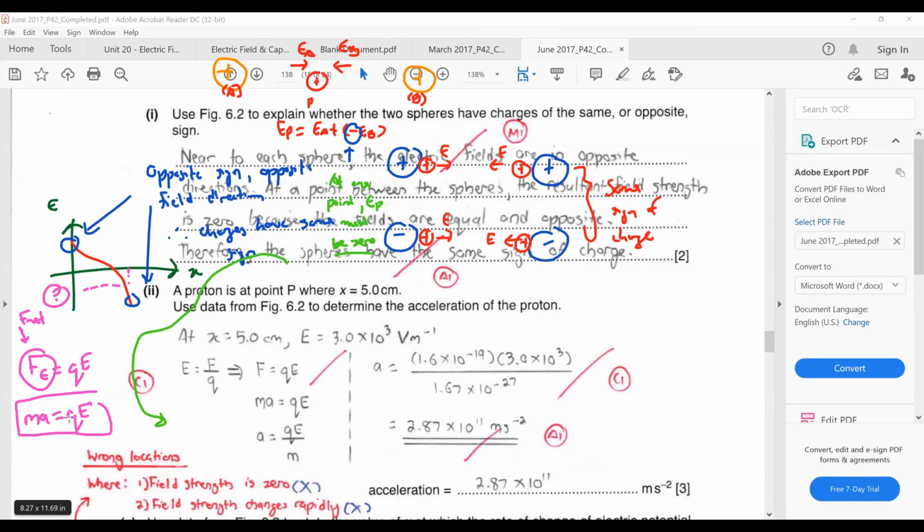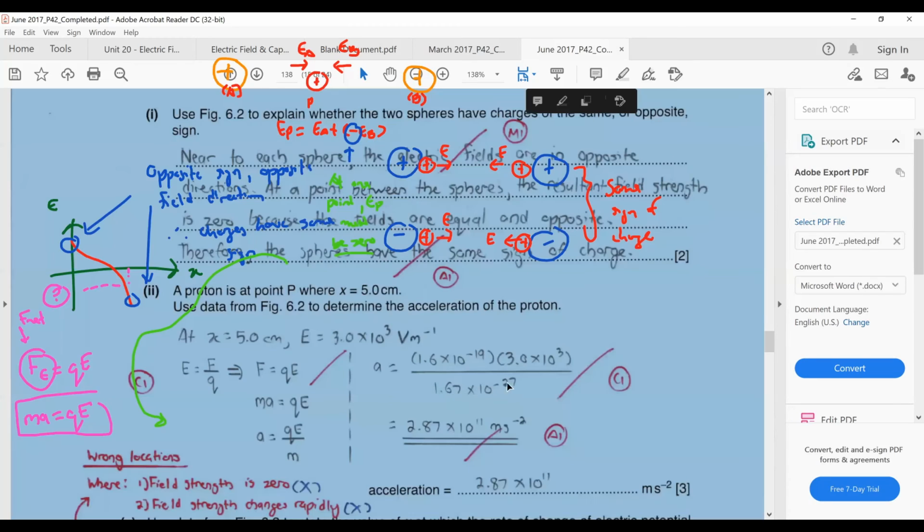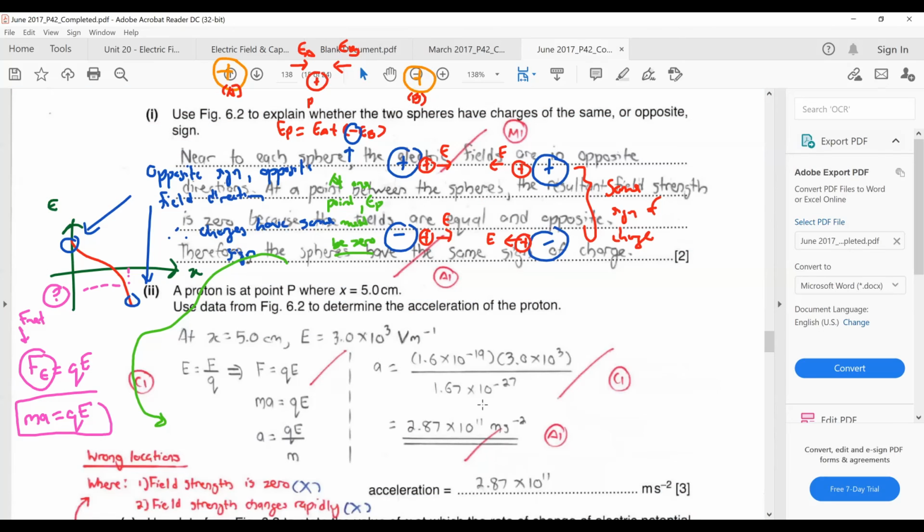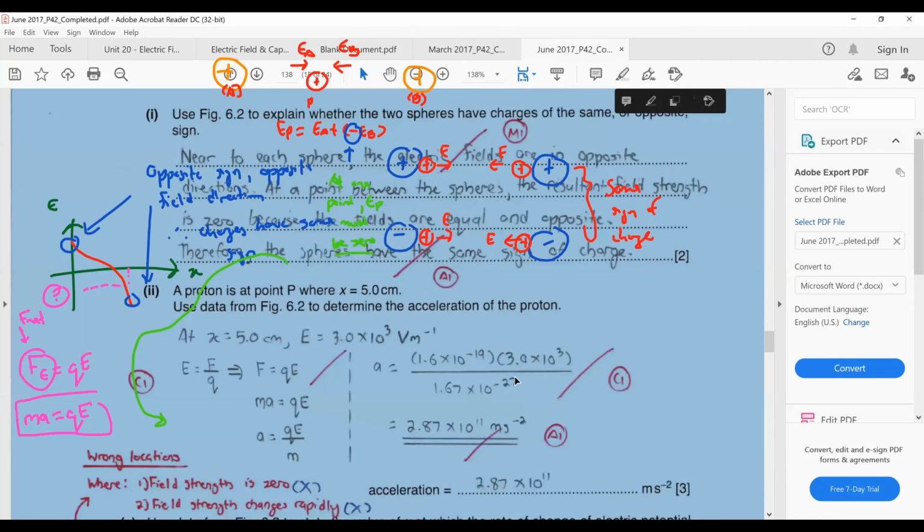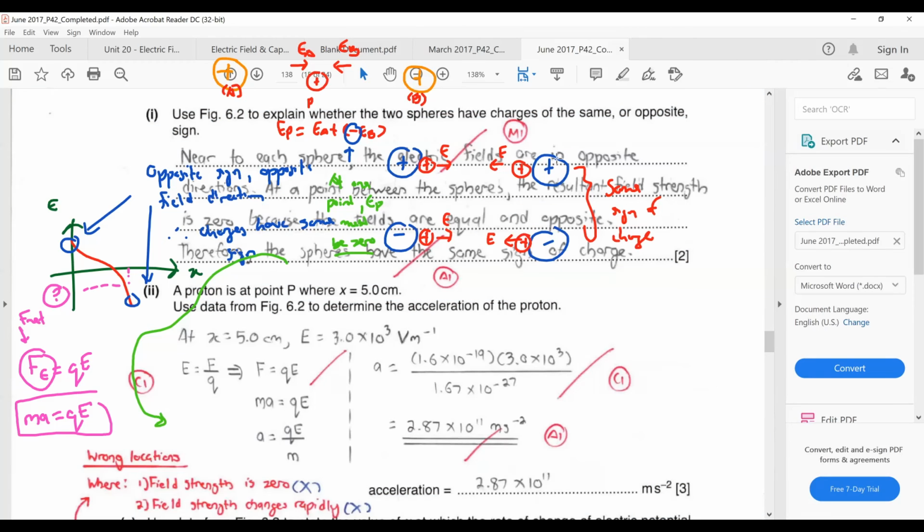Then just now I told you that MA equals QE. This is just the derivation part. Your A is just going to be Q times E divided by M. The mass of a proton you can get from your data sheet, 1.67 times 10 power minus 27. The charge of a proton is 1.6 times 10 power minus 19. And your field strength is this value here. So you sub it in, you get your answer as 2.87 times 10 power 11. Okay, so that part should be okay, right?